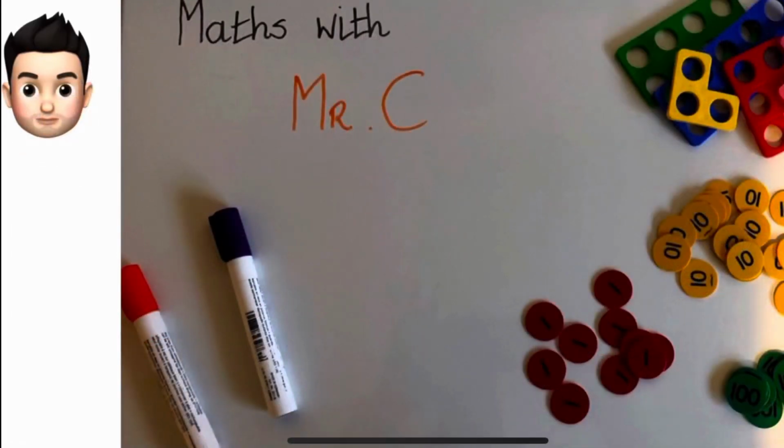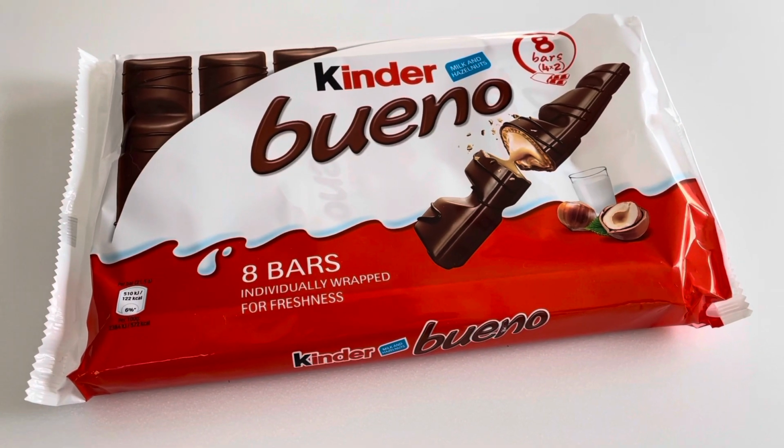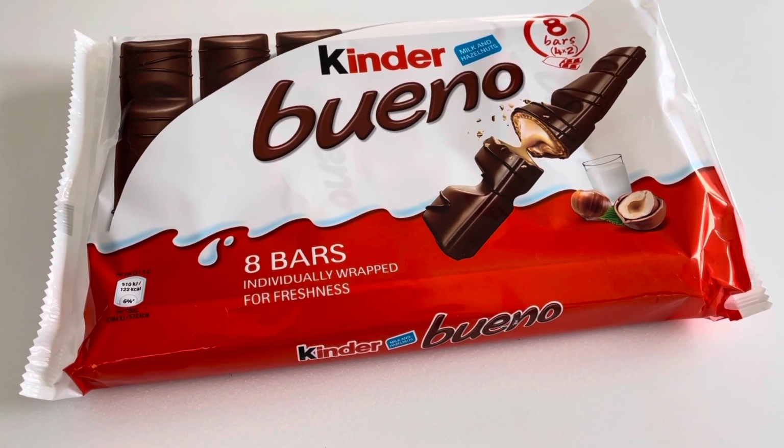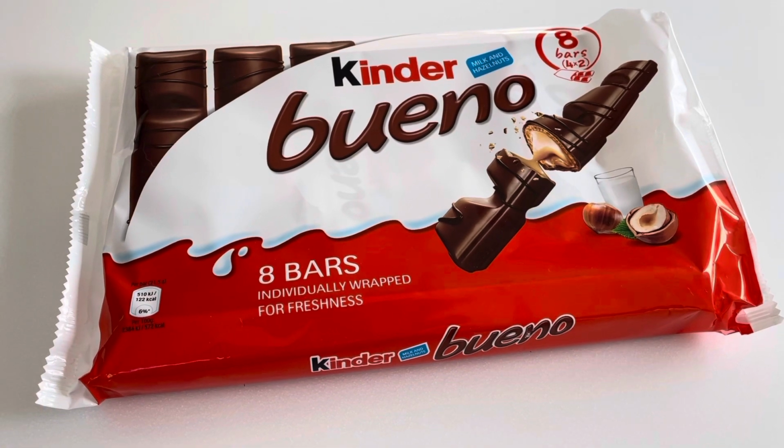In this lesson, we're going to investigate what a fraction is, how to write them, and then how to calculate the amount a fraction is worth. Fractions are part of a whole. This means that fractions are worth less than 1.